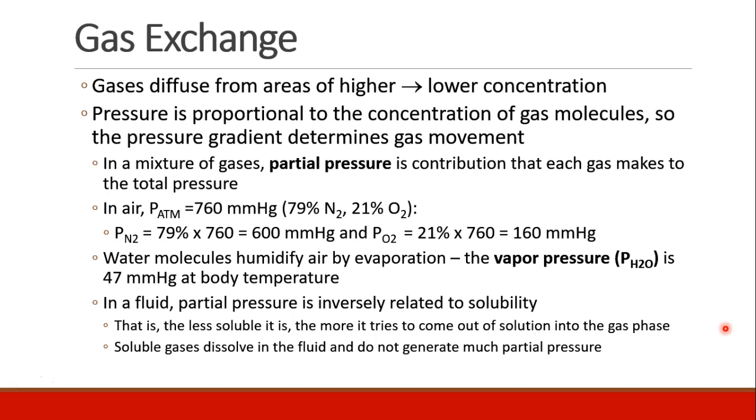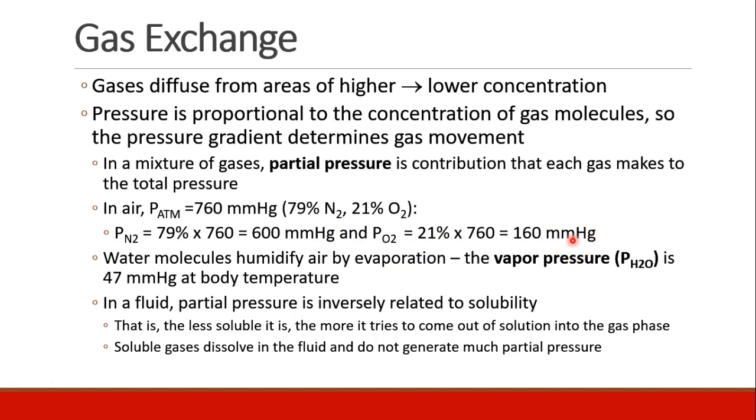We've spoken in pharmacology, and we'll review over here, the idea of partial pressure. When we have a mixture of gases, partial pressure is the contribution that each gas makes to the total pressure. So for example, in air, atmospheric pressure at sea level is about 760 millimeters of mercury. That air is 79% nitrogen and 21% oxygen. So if we take 79% of 760 millimeters of mercury, we get 600 millimeters of mercury, and that's the partial pressure of nitrogen in air. And the partial pressure of oxygen is 160 millimeters of mercury.